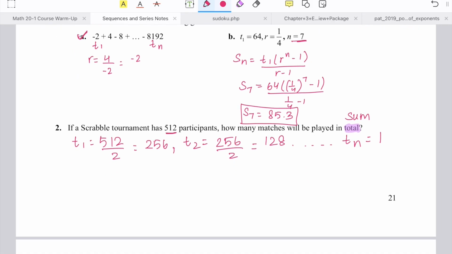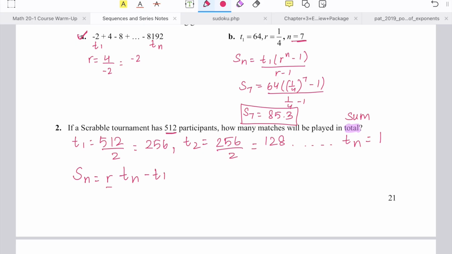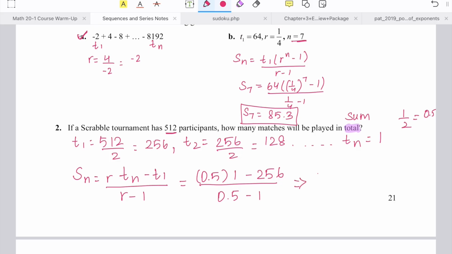So we can use the second formula for this. Sn is equal to R times Tn minus T1 over R minus 1. R is 1/2, which is just 0.5. So 0.5 times 1 minus T1, which is 256, over 0.5 minus 1. And that should give you 511 matches. Okay. Questions?